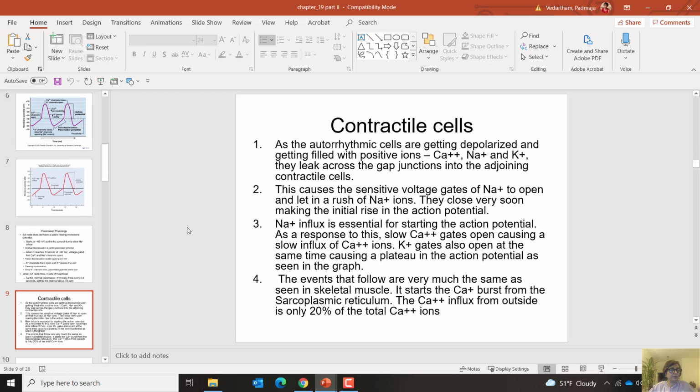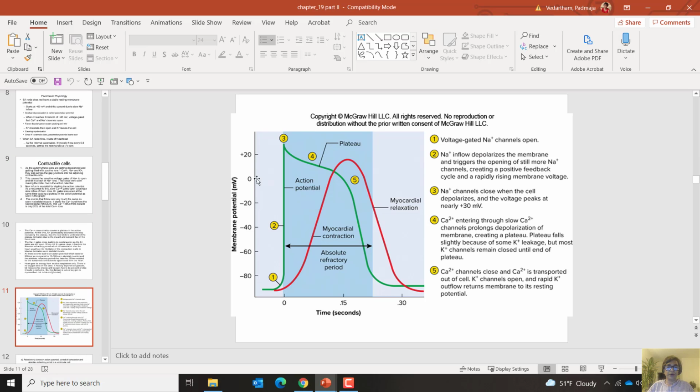They start to leak to the surrounding cells, which are contractile cells, right? We have 99% cardiac muscle cells which are contractile cells. The positive ions start leaking through gap junctions into the contractile cells, and that is enough to open up fast sodium gates. So sodium rushes in and makes it really positive. From minus 90, it goes to plus 30 very quickly, right? So depolarization takes place. This is for contractile cells.